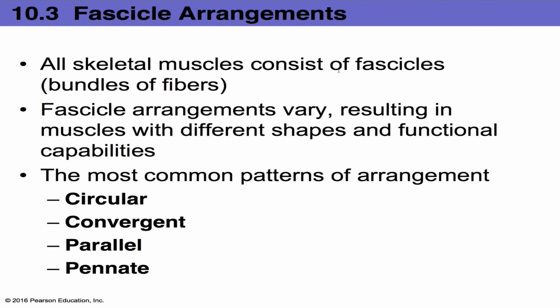So while all skeletal muscles consist of fascicles, and if you think back to the previous chapter, fascicles is another term that we use to describe bundles of fibers, what's different is the arrangement of these fascicles. They vary and they result in muscles with different shapes and functional capabilities. The most common patterns of fascicle arrangement that we see are circular, convergent, parallel, and pennate. And we're going to be looking at each one of these individually now.